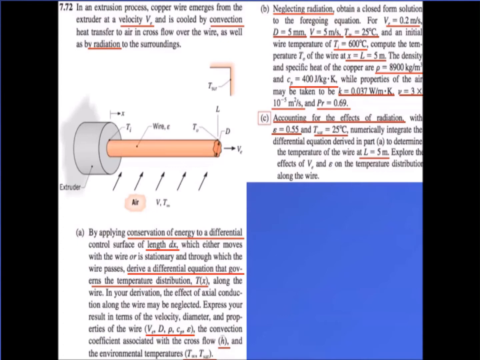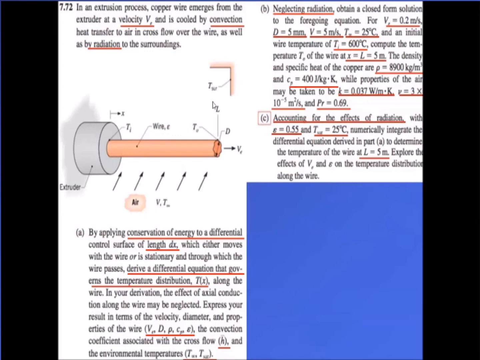In this problem, it tells us that they're in an extrusion process. Copper wire emerges from an extruder at a velocity given to us as V sub E and is cooled by convection heat transfer to air in cross flow over the wire, as well as by radiation to the surroundings. Now they show us the diagram down here. We have our extruder and our wire coming out of it. We have our position x from the base at the edge of the extruder going along the length of the wire. We have our air, all the properties associated with the wire, and our surroundings.